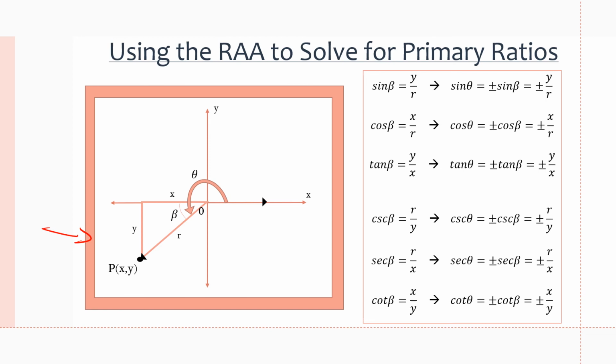So if we look here on the right, our first ratio is sine. Let's find sine of beta, which is opposite over hypotenuse, y over r, still keeping it positive. As we know from before, the sine of the principal angle equals plus or minus the sine of our related acute angle. Since we found sine of beta, we can substitute y over r, but we still need to figure out if it's plus or minus. This is where the CAST rule comes in.